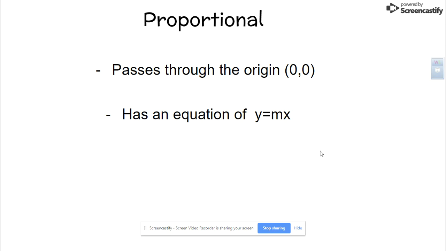Okay, on the left side of your page, we're talking about proportional. To be proportional, it has to be a line that passes through the origin, which is at 0, 0. The equation of a proportional line is in the form y equals mx, and that's because there's no b, because it goes through the origin. I don't have a b if it's 0.